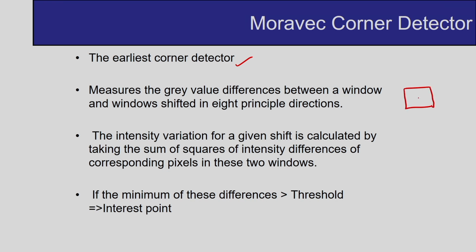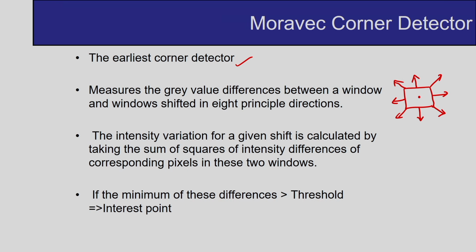Suppose this is the window and this is the center pixel. I can move the window in 8 directions like this. In all 8 directions I can consider the movement, and the intensity variation for a given shift is calculated by taking the sum of squares of intensity differences of corresponding pixels in these two windows.